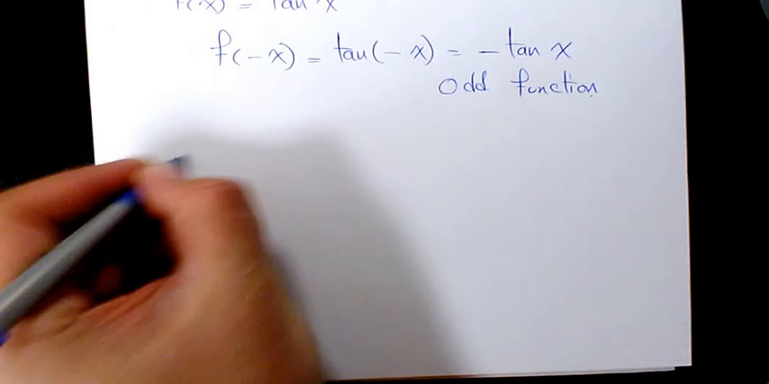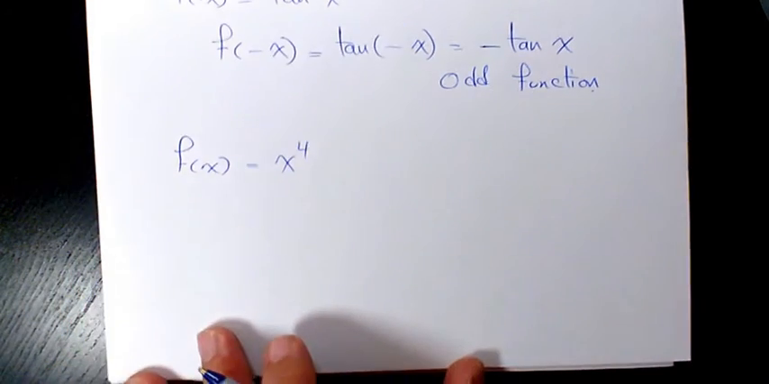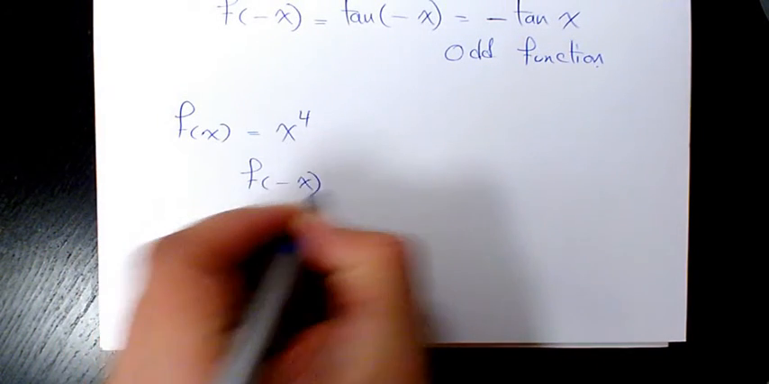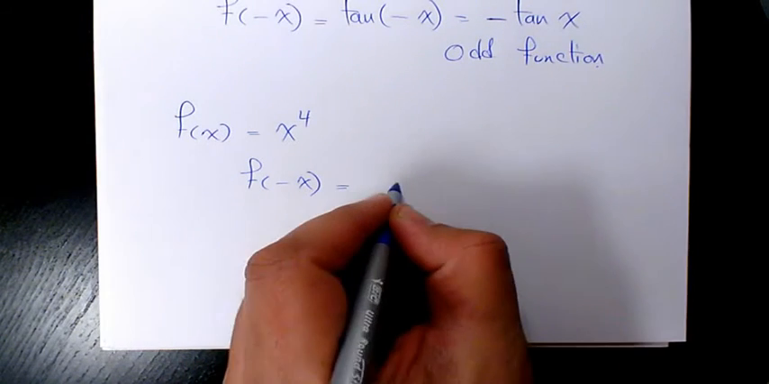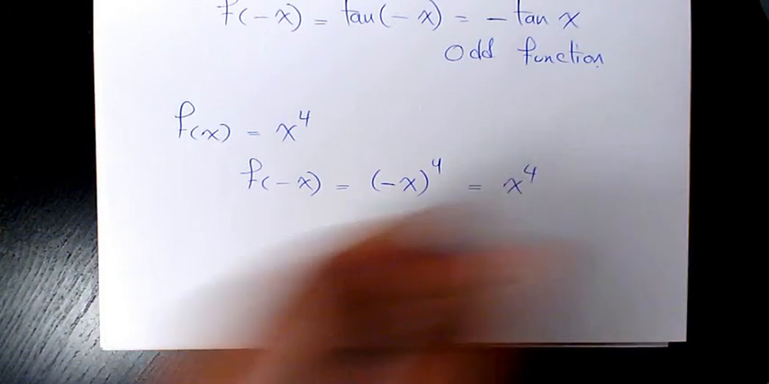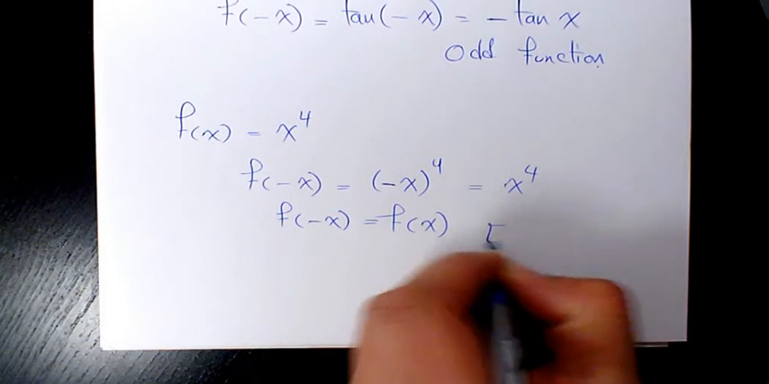Next example, f of x equals x to the power of 4. So we know anything to the power of an even number is going to be an even function. So f of negative x equals f of x. That's an even function.